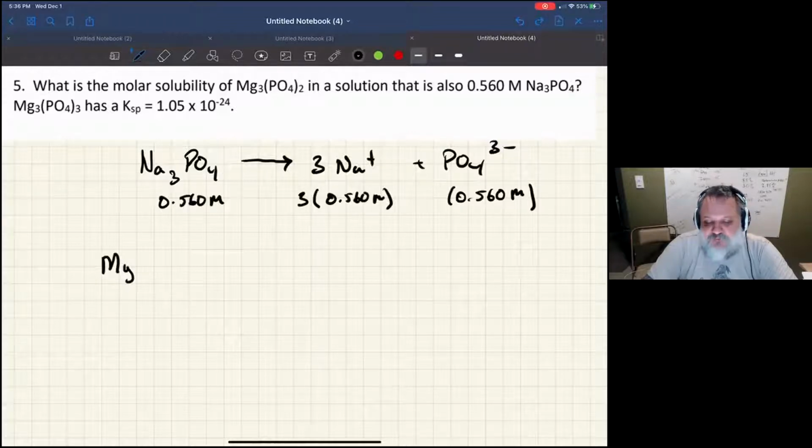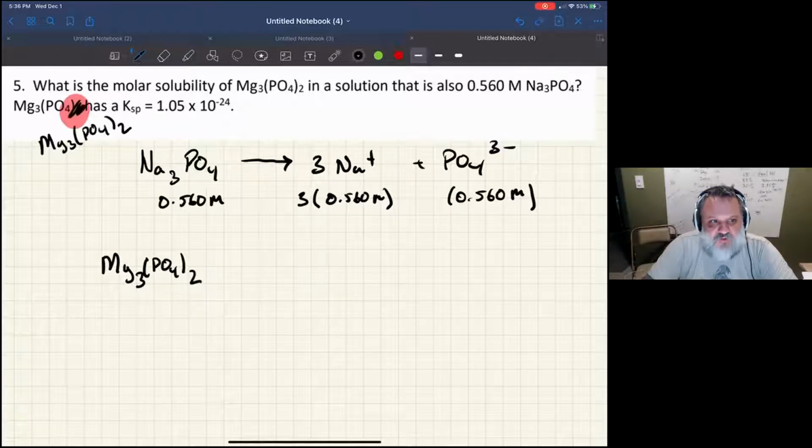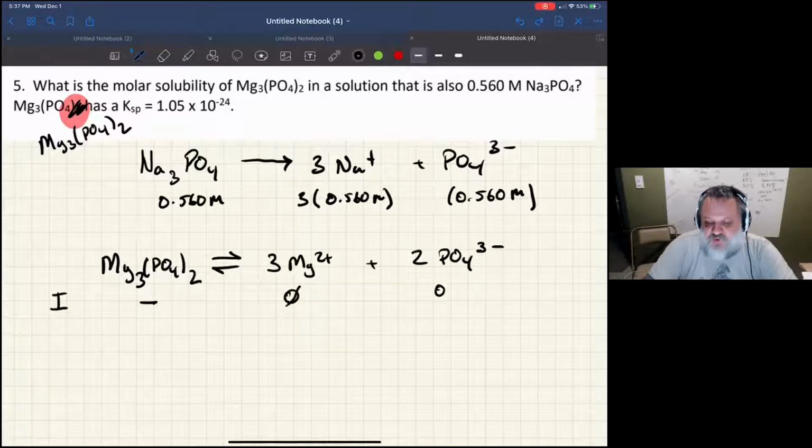So if the magnesium phosphate is our insoluble compound, notice I've already corrected this in your worksheet. It will form an equilibrium where it makes 3 magnesium ions and 2 phosphates. Now, in the initial concentration, I have no magnesium, but I do have 0.560 phosphate. Everything else kind of works out the way it normally does, though.